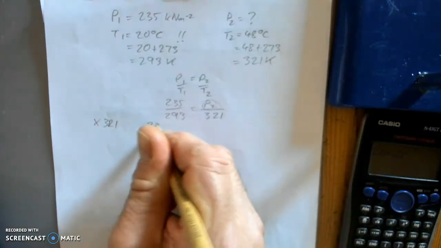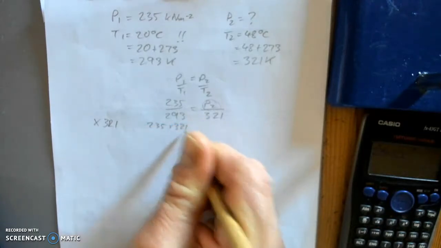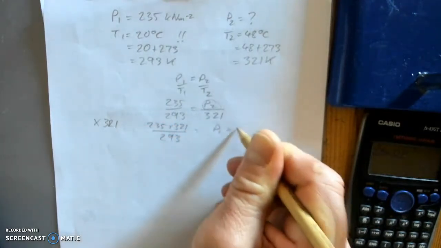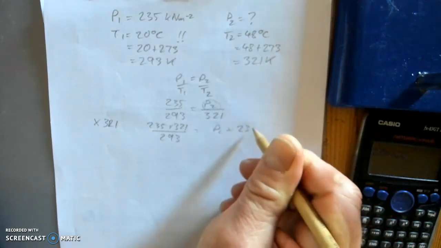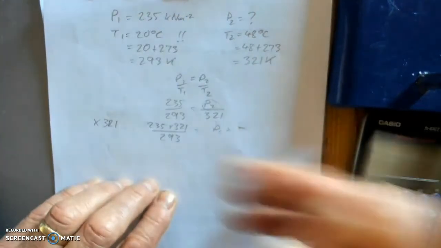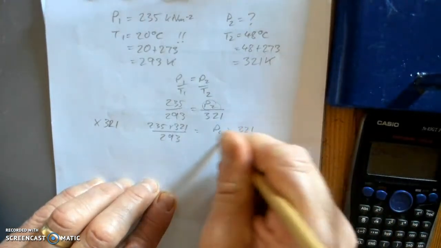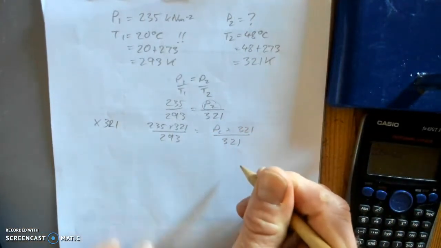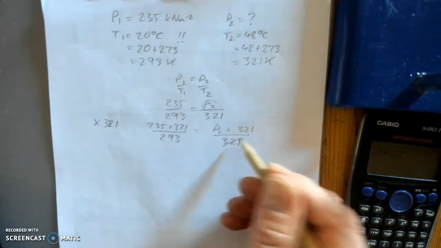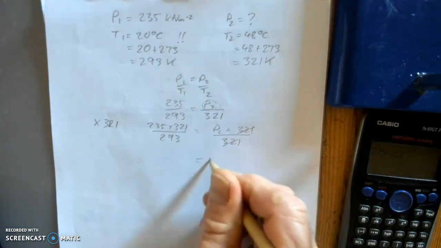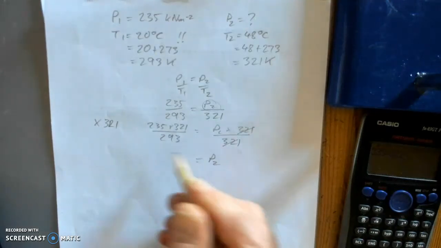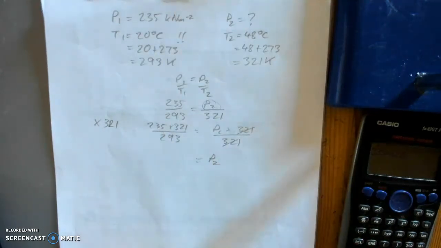So we've got 235 times 321 divided by 293 equals P2 times 321 divided by 321. And first thing you notice is those two 321s cancel, which leaves us with just P2 on its own on the top, which is great. What we then need to do is do this calculation there.